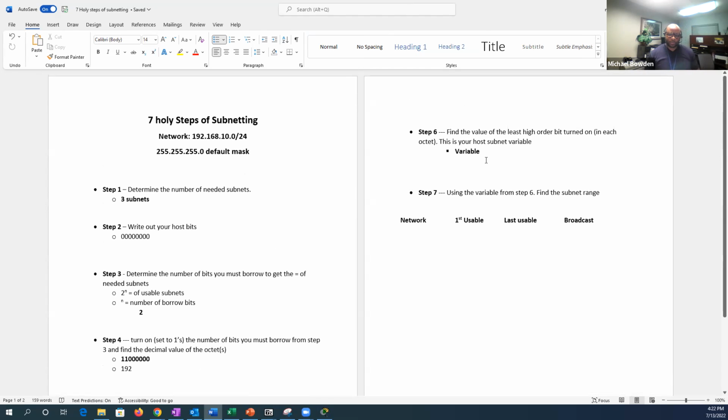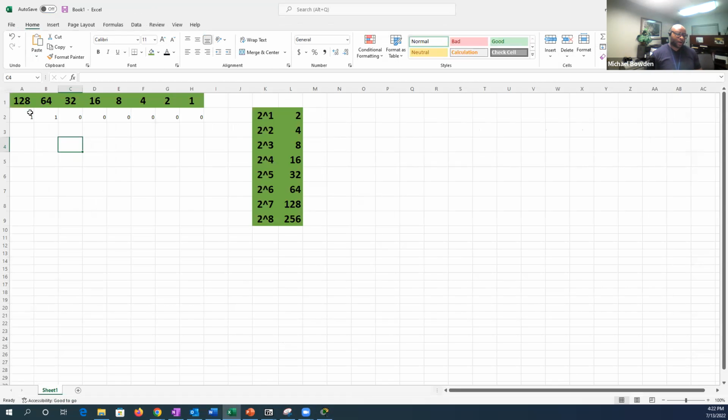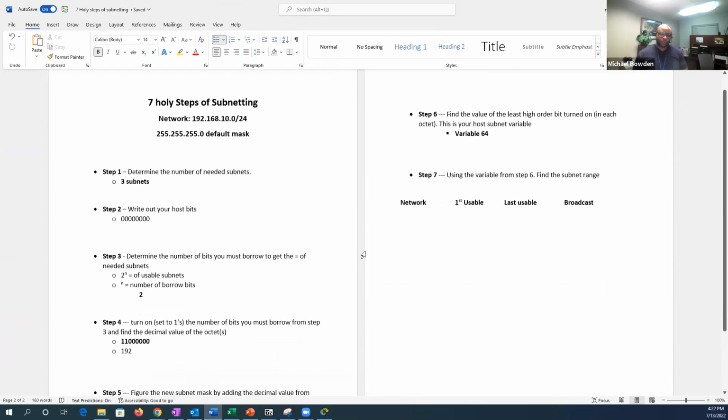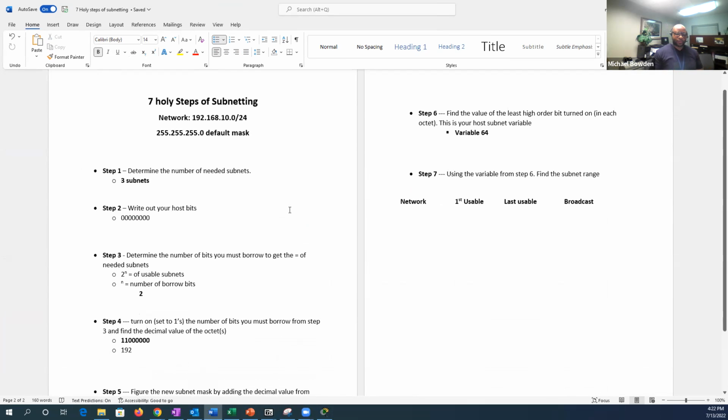So going to the next step, we're going to find our variable. So your variable is always going to be the last bit you turned on. Also, it's going to be called your magic number also. So our magic number here, our variable, is 64, because this is the last bit that we borrowed. Okay. So our variable, 64. Okay, so we know our variable, we know our new subnet mask. So now we can go in and start creating our subnets.